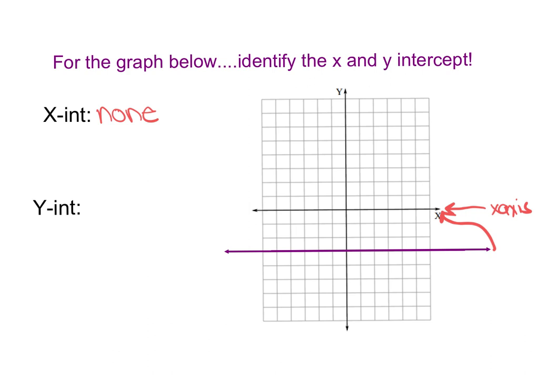Now if we look for the y-intercept, we do notice here that we cross the y-axis. So we cross the y-axis right here. And that occurs when x is 0 and y is -3.